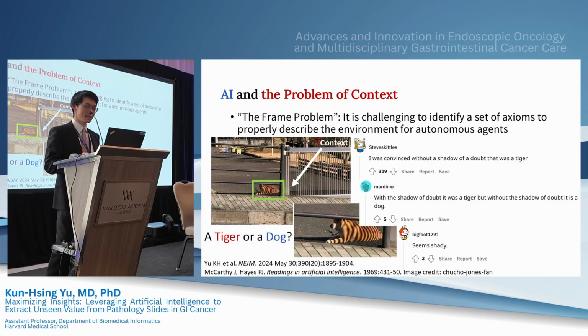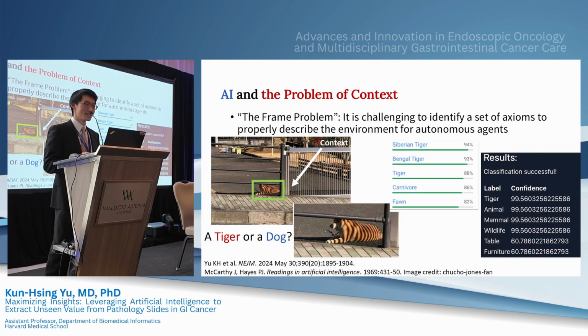Once we identify our mistake, we joke about it. One user on the internet said, "I was convinced, without a shadow of doubt, that was a tiger." The other said, "With a shadow of doubt, it was a tiger, but without the shadow of doubt, it is a dog." And the third said, "Seems shady." However, when I input this particular image into the state-of-the-art foundation AI system, here are the results I got. This model still believes this particular animal is a tiger without a shadow of doubt.